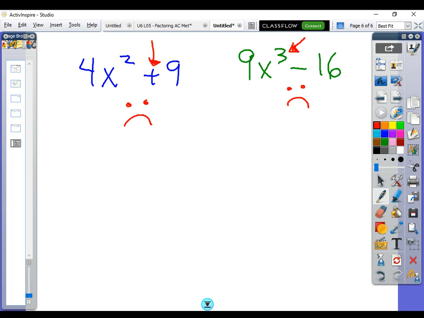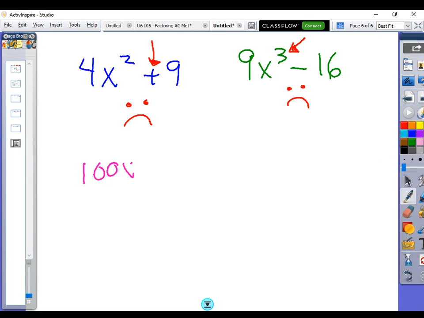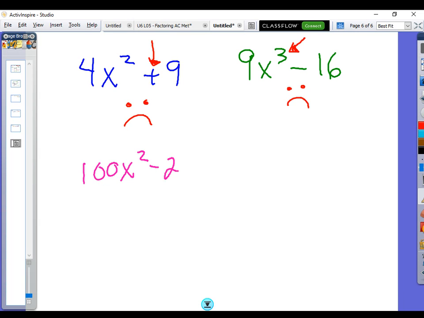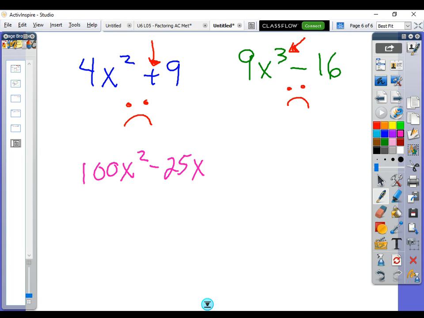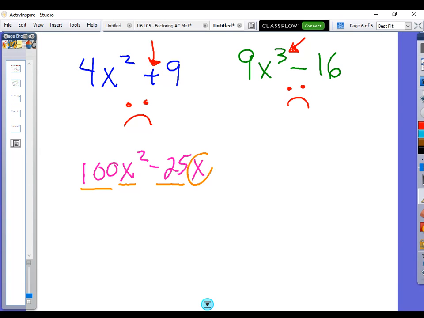All right, let's try another. What if it was 100x squared minus 25x? And so we're like, awesome, we have two terms. It's subtraction. That's a perfect square, perfect square, perfect square. X is not a perfect square. So if there's just one piece of this that is not meeting the criteria, if it doesn't fit the pattern, then this does not work, okay?